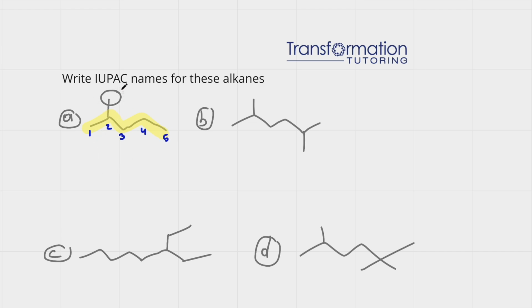Next, I just have to name the substituent. The way we name substituents is we have to say the number of what carbon the substituent is attached to. So here it is attached to carbon number 2. And then we have to say the name of our substituent. One carbon, that is called methyl.